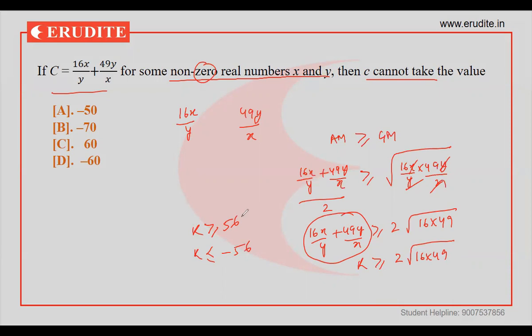So guys, greater than 56, this value is okay, right? So this cannot be the answer because they're asking which cannot be taken. Minus 60 is less than minus 56, so this cannot be my answer. Minus 70 is less than minus 56, this cannot be my answer. Minus 50 is not satisfying this range, so this is my answer. So A is the correct answer. I hope that it is clear to everyone. Thank you.